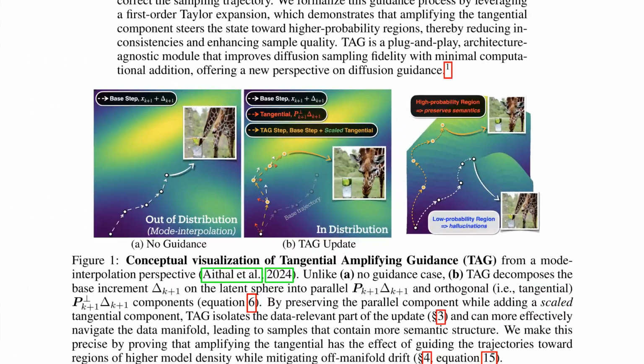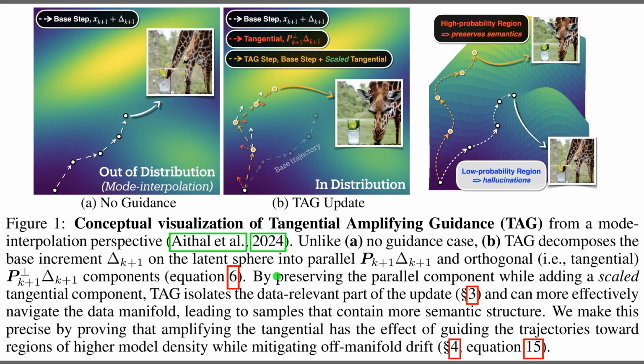Alright, Figure 1 contrasts unguided sampling with TAG, showing trajectories that either drift off distribution or bend toward high probability regions. Mode interpolation means the path cuts through low-density space between distinct data modes, which causes mismatched attributes. The left panel depicts no guidance, where the dashed path wanders into out-of-distribution space. The middle panel shows the TAG update that preserves the radial step and boosts the tangential part, so the path stays on manifold. The right panel highlights how this guidance steers samples towards semantically consistent regions while avoiding hallucination zones.